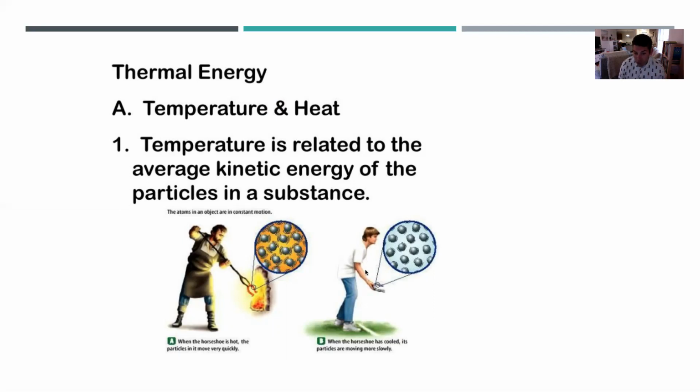Now, when it cools off, here we have our homeboy over here using it. It is cooled off. We can see what the molecules of the atoms look like. They are vibrating significantly slower.